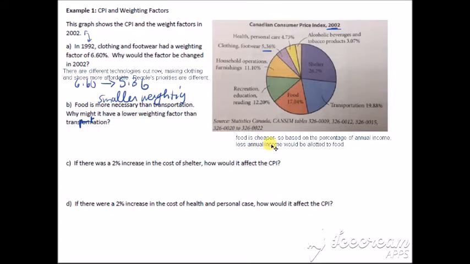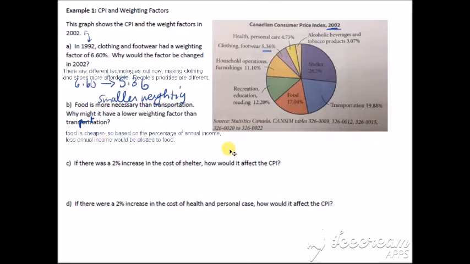For example, to purchase a car would be a lot of money, or insurance on a car, or maintenance, gas. It's a lot of money. Food is just generally cheaper. So if you're talking based on percentages, that's why.